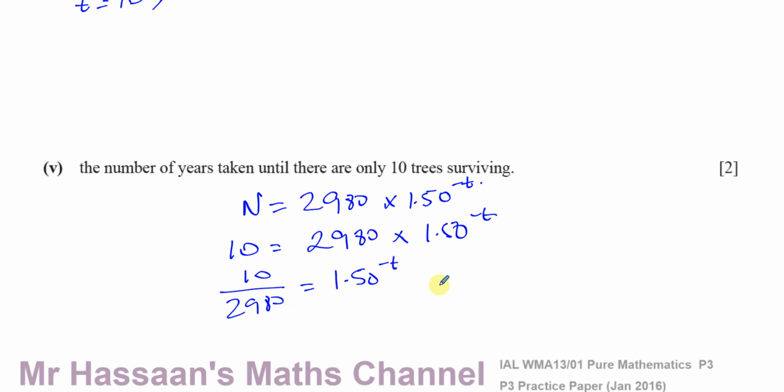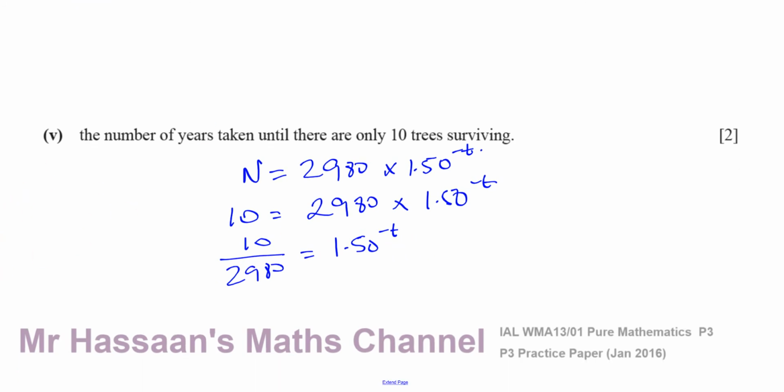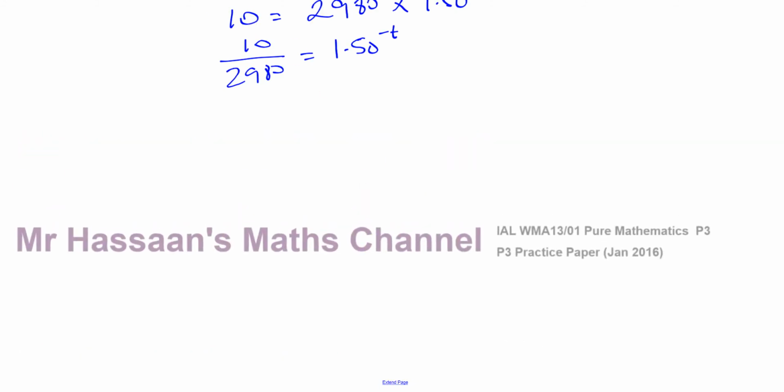This is the same as writing, because I don't like to have a minus sign here, what I like to do is to modify it slightly. The reciprocal of 1.5 to the power of minus T is 1.50 to the power of positive T. So that must be the reciprocal of this. That's 2980 over 10, which gives you 298.